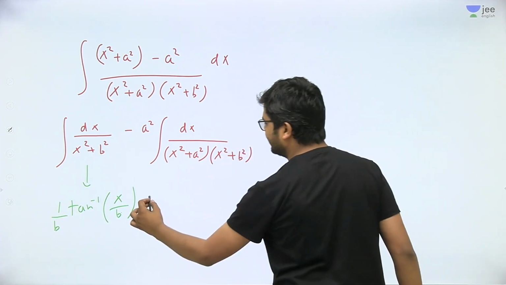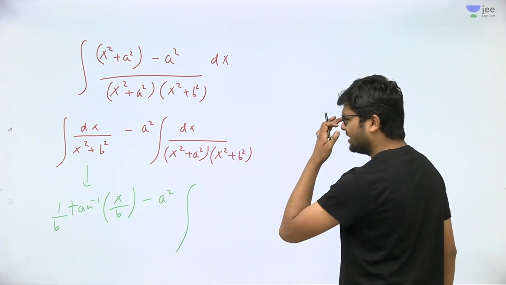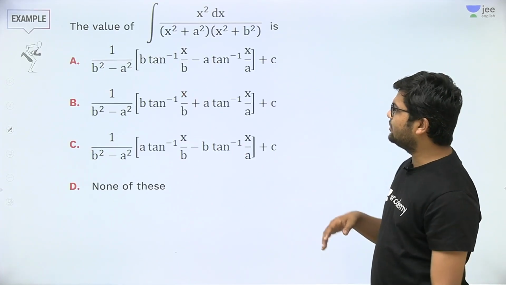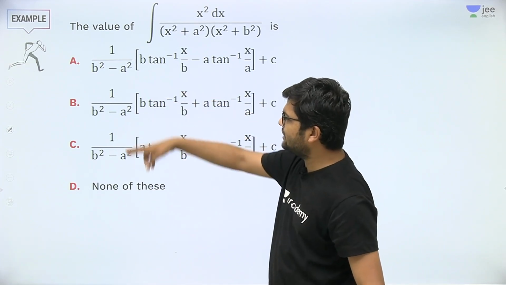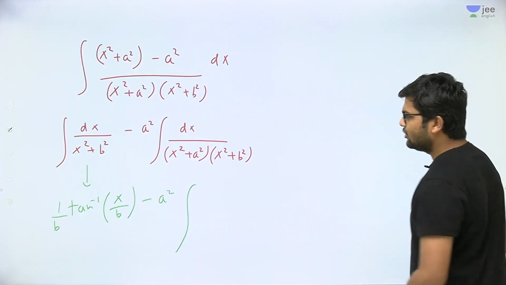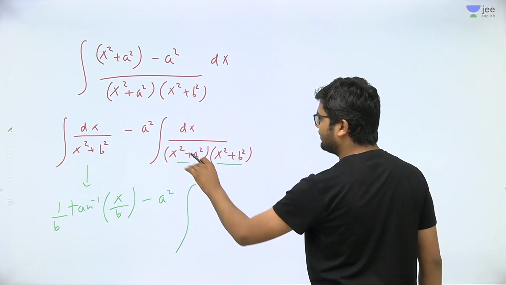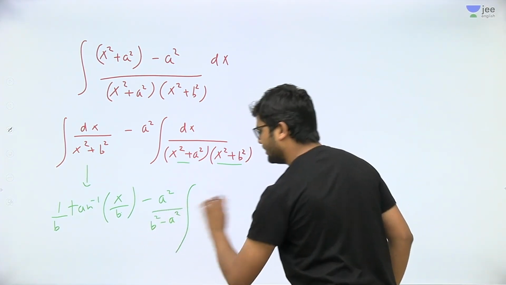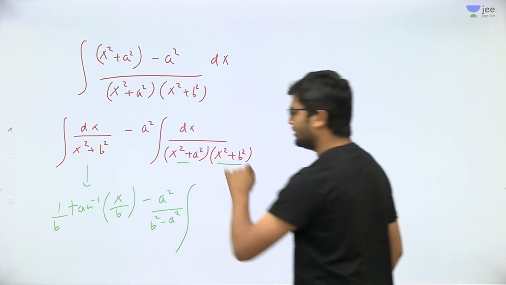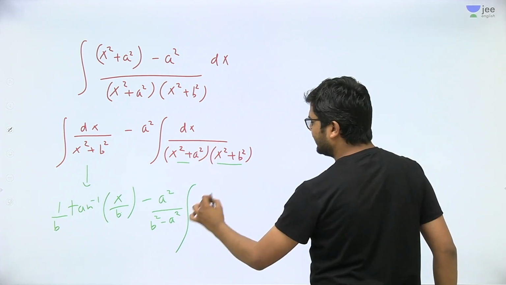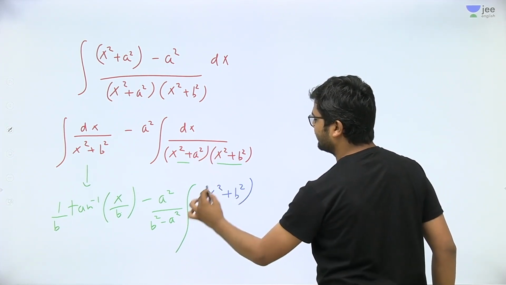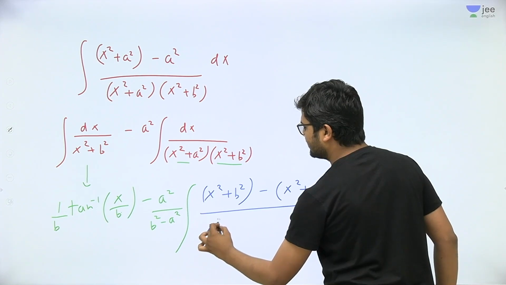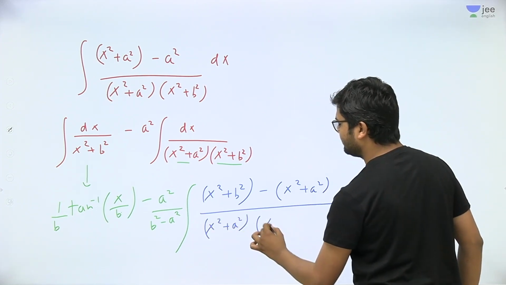Now let's talk about this second integral. a square is outside the integral. Here the difference of these two factors is constant, because x square cancels, and since I am looking at the options, b square minus a square is available in the options. So I am creating that factor by subtracting this equation from this. If I multiply and divide by b square minus a square, the division by b square minus a square can be easily written outside, because that is constant, and the numerator can be written as the difference of the two factors in the denominator: (x square plus b square) minus (x square plus a square), divided by (x square plus a square) into (x square plus b square).